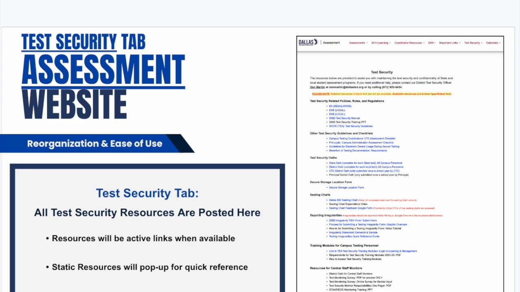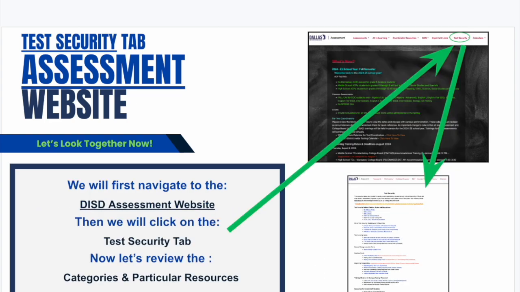All resources will be actively linked and static resources will pop up for quick reference. When you have a moment, it is highly recommended that you visit the website. Here's what it looks like when we navigate to the website. Go to the Dallas ISD Assessment website. Click on the Test Security tab on the top right.